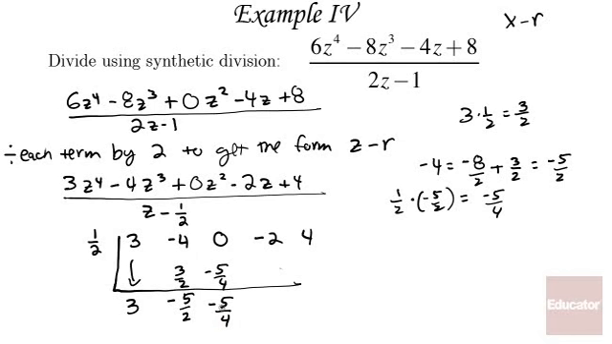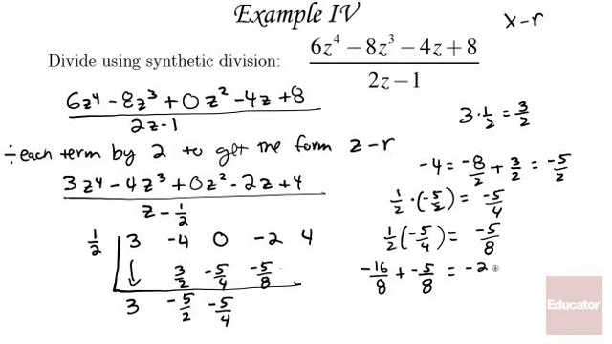Now I have to multiply 1/2 times negative 5/4. And this is going to give me negative 5/8. So I have negative 5/8 here. I want to get a common denominator, and so I'm going to do negative 2 times 8, which is going to give me negative 16/8. So this is negative 16/8 plus negative 5/8, and negative 16 and negative 5 is negative 21/8. So combining these to get negative 21/8. Okay, now 1/2 times negative 21/8 equals negative 21/16.